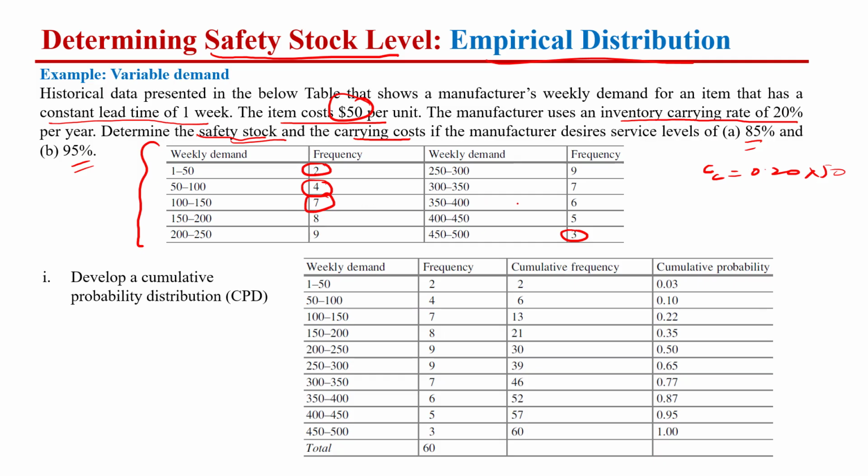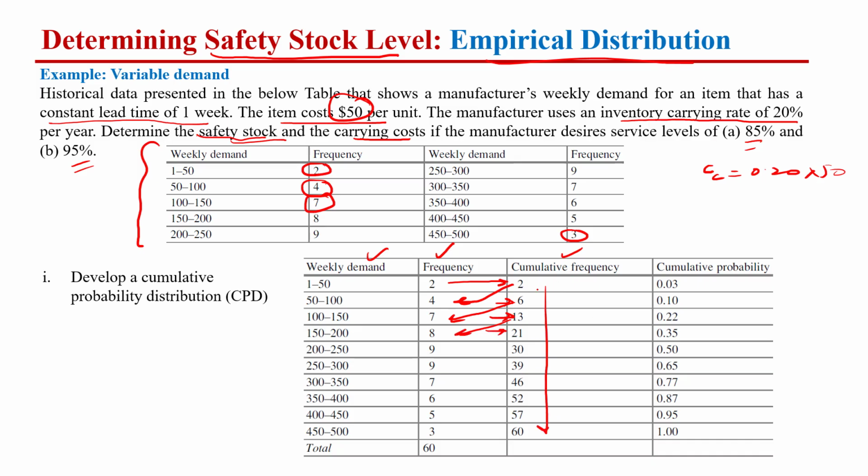So using this data, we have written it down again based on the frequency. Based on the frequency, we have calculated the cumulative frequency. The first frequency would be written as it is. So 2 plus 4 is going to be 6. 6 plus 7 is going to be 13. 13 plus 8 is going to be 21, and so on.